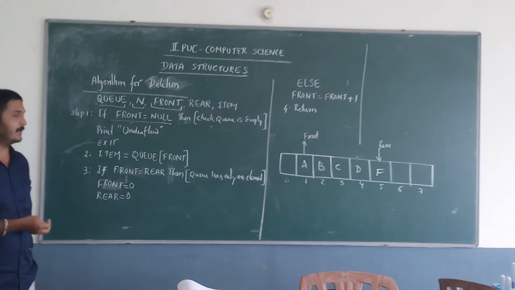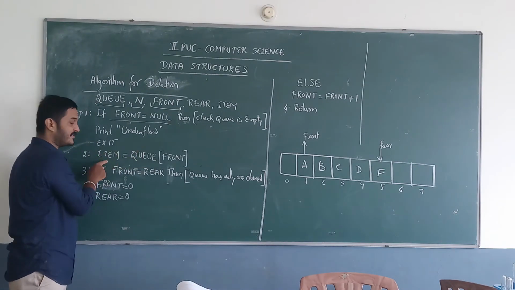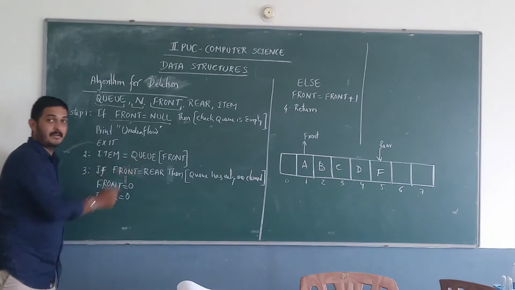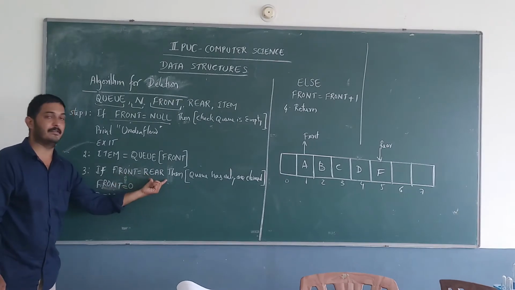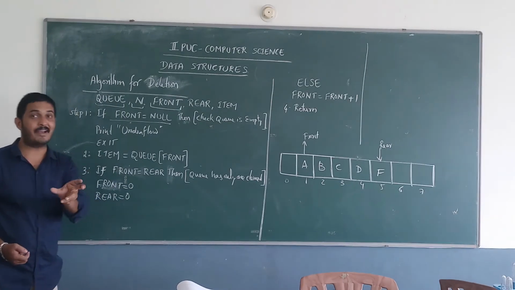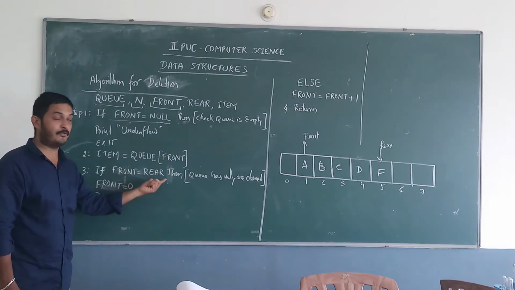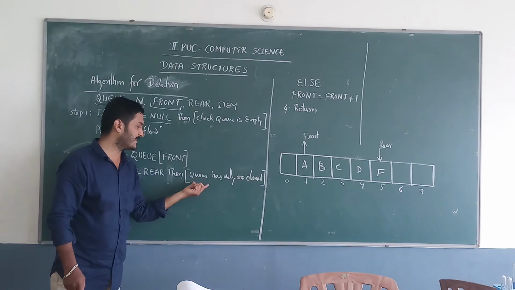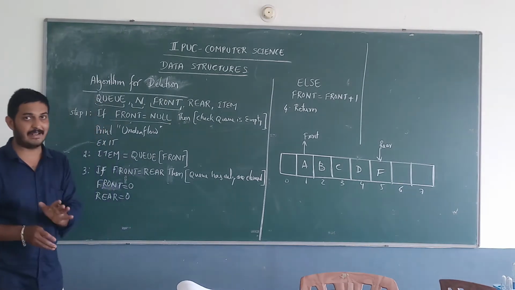So whatever the variable under the front location will be automatically assigned to item. So item equal to Q of front, and then if front equal to rear, both the pointers are pointing to the same location. If front equal to rear, then Q has only one element. We just need to specify this, that indicates only one element.